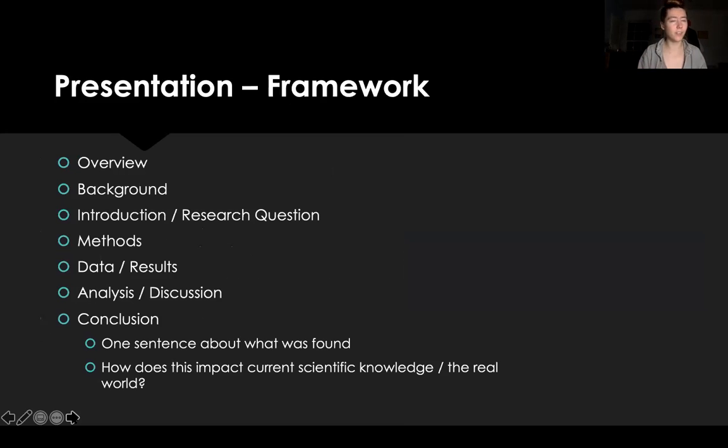So your framework, I kind of already discussed this. I want you to do an overview of the whole article, and talk about the journal that it was published in. I want you to go over the background very briefly. I want you to talk about the introduction, so basically what their research question is, what they're looking for. I want you to talk about the methods, the results, the discussion or analysis of it, and then have your own conclusion and your own thoughts about what was found and how it impacts the real world.